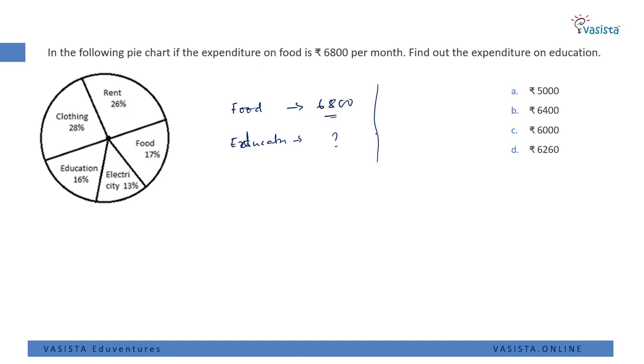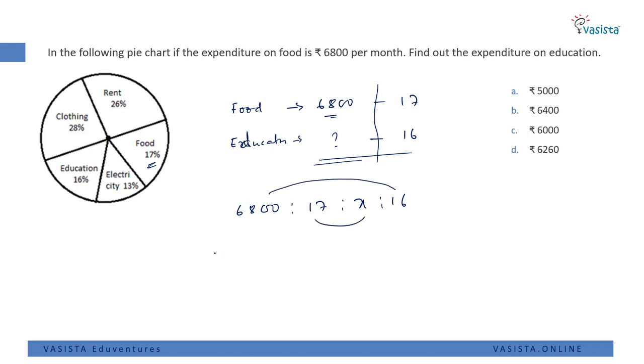Let us check out the percentage of expenditure. See, for food it is 17%, right? For education it is 16%, right? So now we can easily work on it. For 6,800, it is just a simple ratio problem, right? For 6,800, it is going to be 17. For how much? It is going to be 16, right? This and this you need to multiply, and this, right?